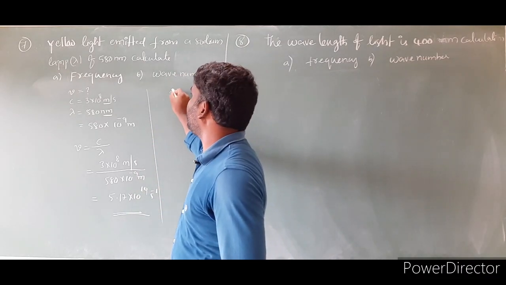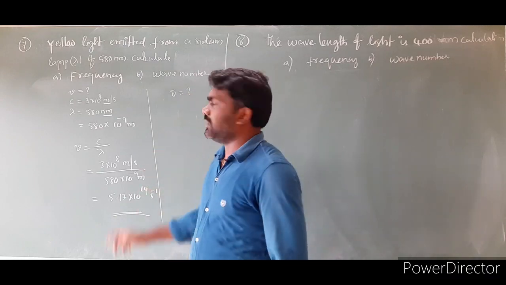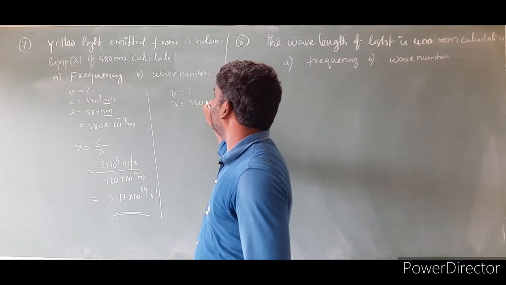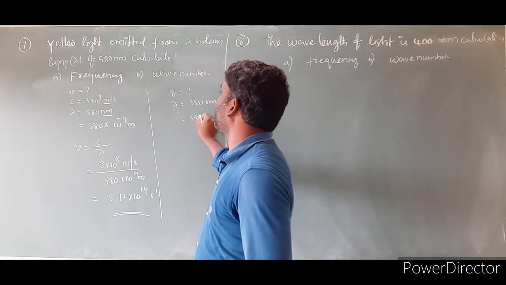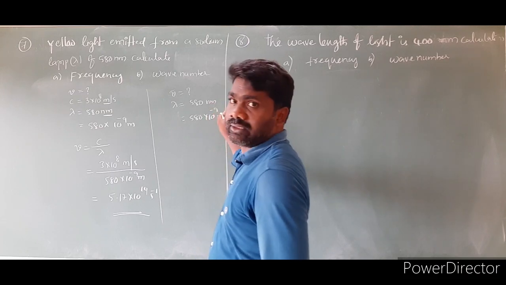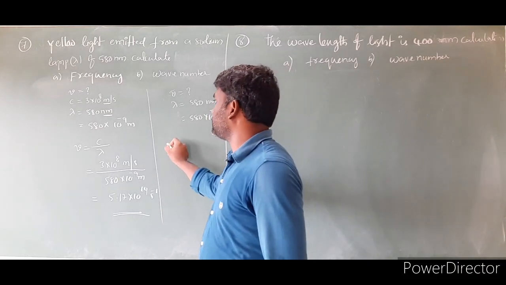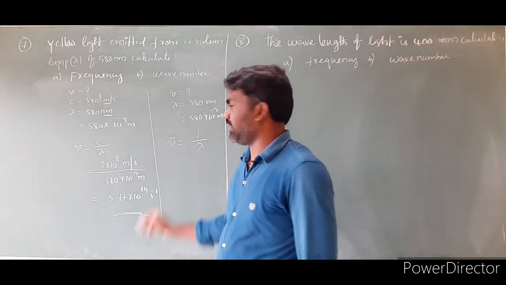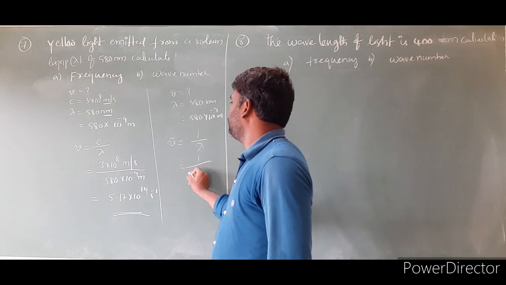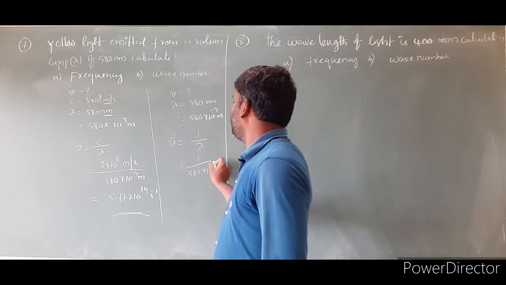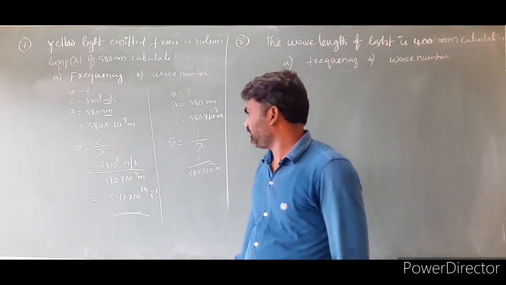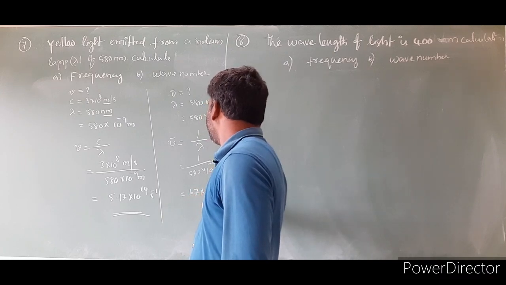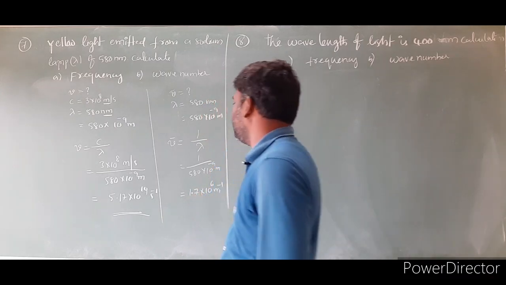Wave number is nothing but we have to calculate nu bar. Then we have to take lambda. Lambda is equal to 580 nanometers. That is equal to 580 into 10 power minus 9 meters conversion. Then substitute. What is the relation between the nu bar and wavelength? Nu bar is equal to 1 by lambda. So that is equal to 1 by 580 into 10 power minus 9 meters. Upon simplification, we get 1.7 into 10 to the power of 6 meter inverse.